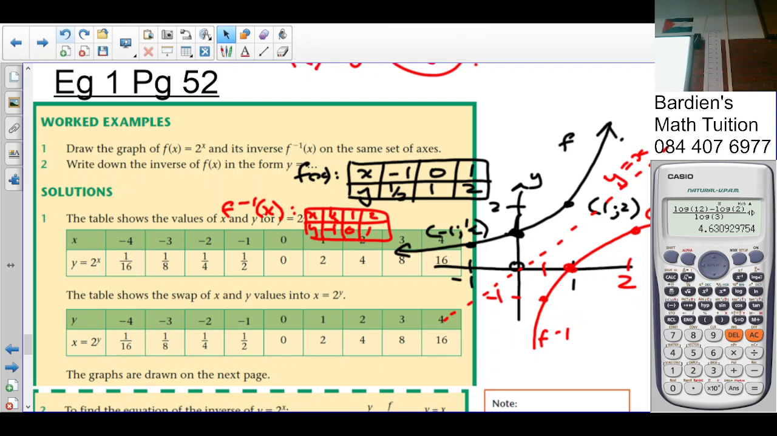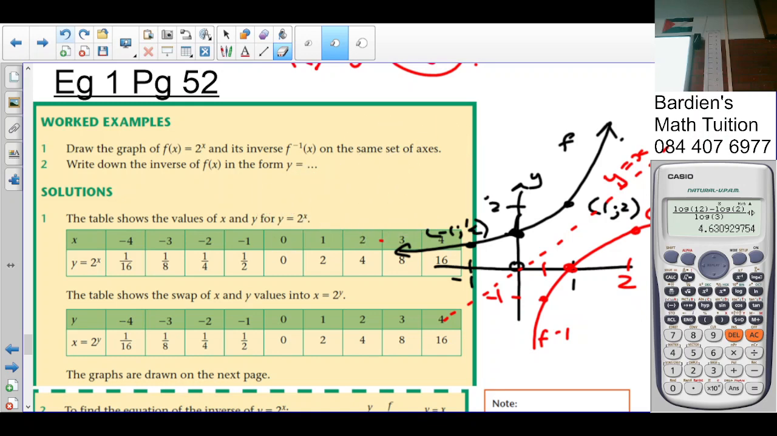Then in question 2, it says write down the inverse of f of x in the form y equals. So let's look at that question 2. For the inverse function, remember, what did we say? We replace the f of x with the y. So y is equal to, let's change it to purple here.